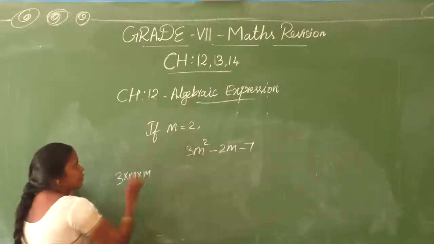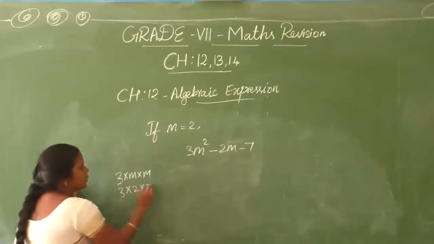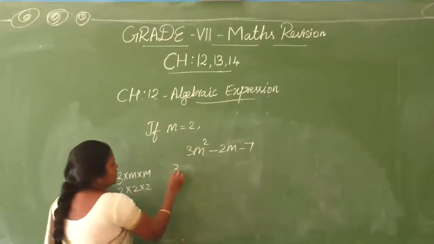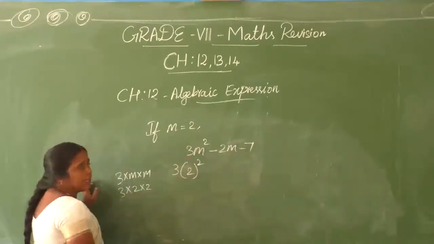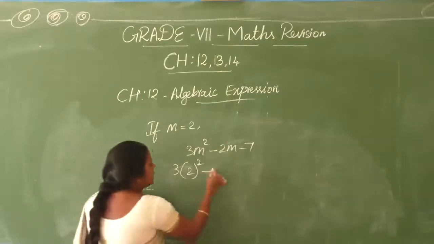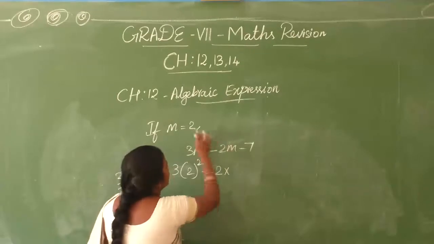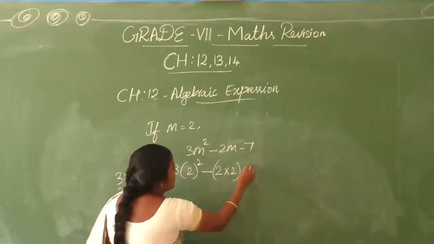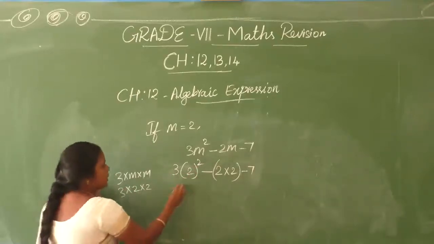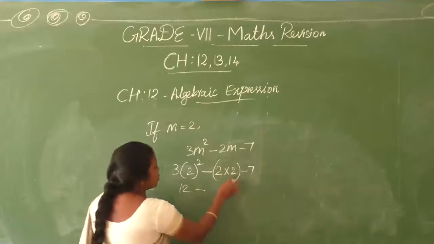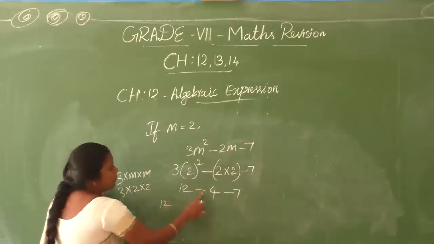So if the m value is 2, what comes? 3 into, in the place of m you have to apply 2. So here 3 into 2, the whole square. In the place of m I have to apply the value 2. Minus 2 into m only, minus 2m. So minus 2 into m value 2. With that minus 7 as it is. Apply 2 square, 2 twos are 4, no? 4 into 3, 12. Minus 2 twos are 4, minus 7. So plus 12, minus 4, minus 7.